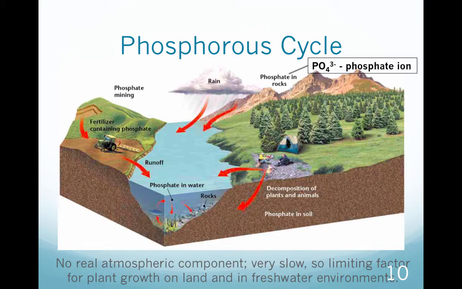Identify the component largely absent from the phosphorus cycle. This question pops up all the time on the national exam. The phosphorus cycle is the only nutrient cycle that does not have an atmospheric component. You either find it in water or in a rock or in organisms. You do not find it floating around in the air.